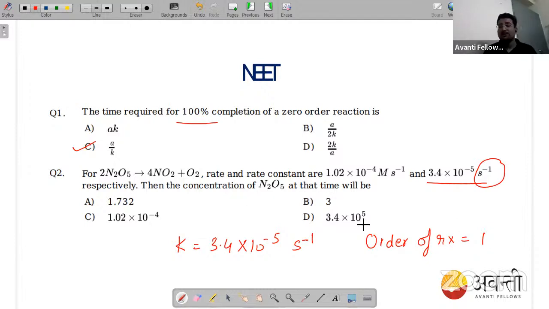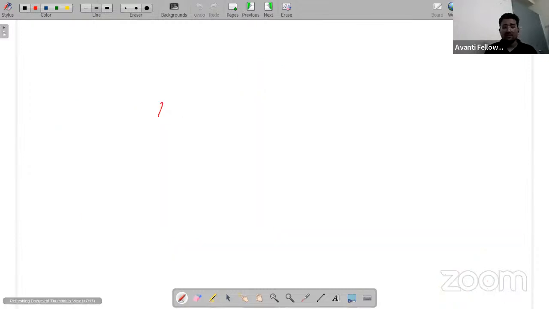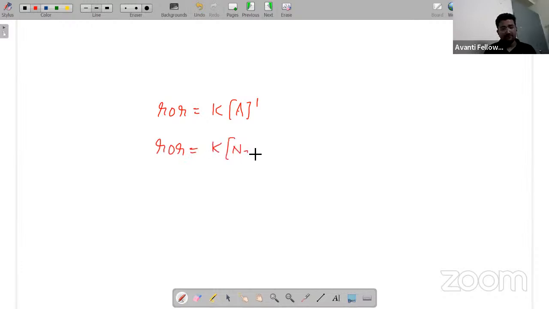Now we get the order of reaction. Only we have to calculate the concentration of N2O5. So for that we all know that rate of reaction equals K times concentration to the power 1. So we have to calculate the concentration of N2O5. In place of A, we can write N2O5. So the N2O5 concentration is nothing but rate of reaction by K. Now you can solve this question.